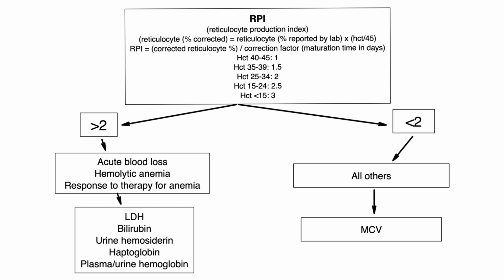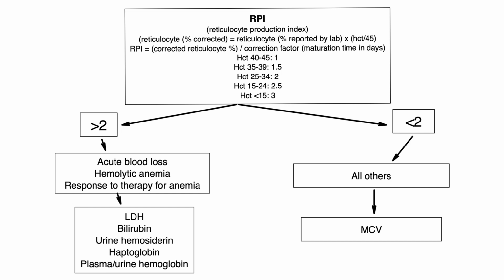But if it's elevated, that tells you that the body's responding to the anemia. So acute blood loss would be one, where you're losing red blood cells, so it makes more. Hemolytic anemia also, if the red blood cells are breaking down, then the body will be producing more. Also, if you have a response to therapy for anemia. So if you have somebody who has iron deficiency anemia and you start giving them iron, they're going to start making more red blood cells. So the reticulocyte count will go up, and they'll have a greater than 2 RPI. If it's less than 2, it's all the other ones.